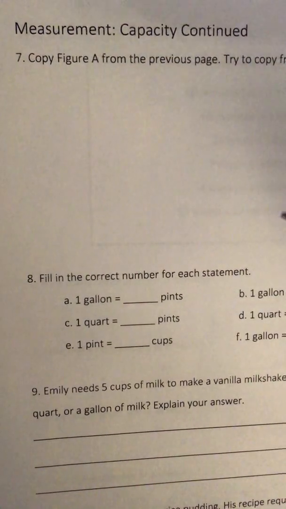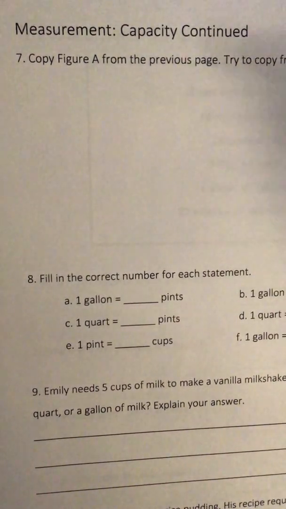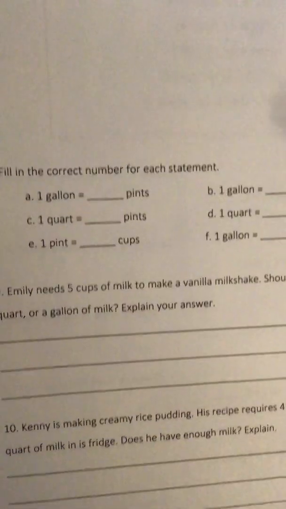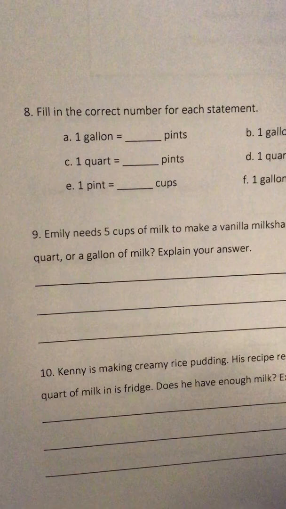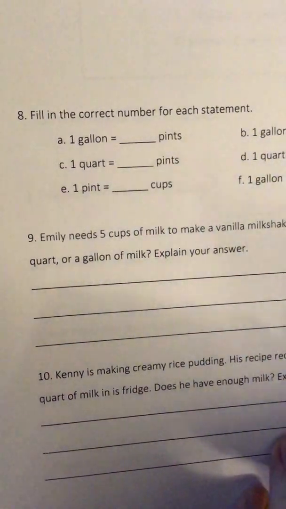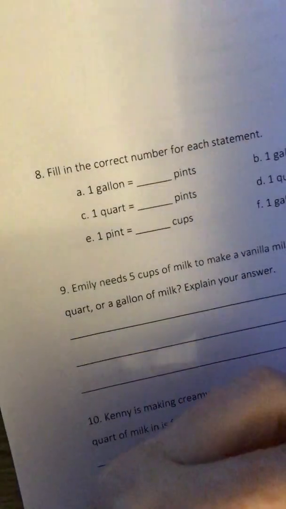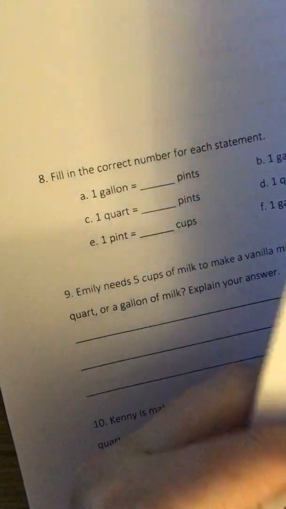So the big G with the Q's and the P's and the C's, we want you to try to copy it from memory. And if you aren't sure what goes inside, you can go back and look. And then here's some basic conversions, and then a couple of word problems. And then obviously again, near the back, you have the rest of your math facts.